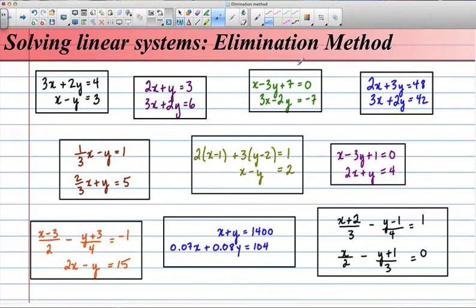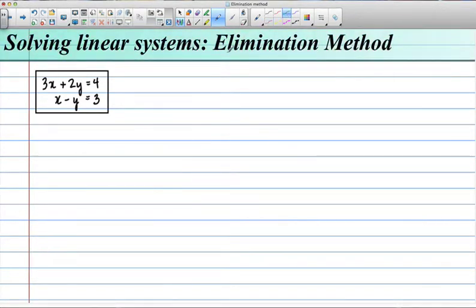In this video, we're going to examine how we use the elimination method for solving linear systems. We have two equations, two unknowns, and our goal is to find out what those two unknowns are. So remember, our whole method for solving is to create a situation where we eliminate one set of the variables. So what we can do is rewrite each of these equations.